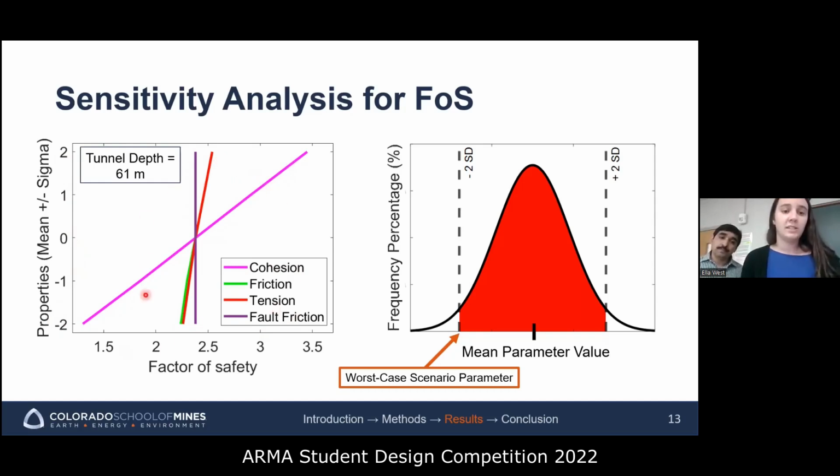So based on these sensitivity analysis results, we decided to play it safe and perform the factor of safety model analysis using a worst case scenario, where all of these strength input parameters for both the material and the fault are assumed to be 2 standard deviations minus their mean parameter value as provided in the prompt. And Mohammed touched on this a little bit earlier.